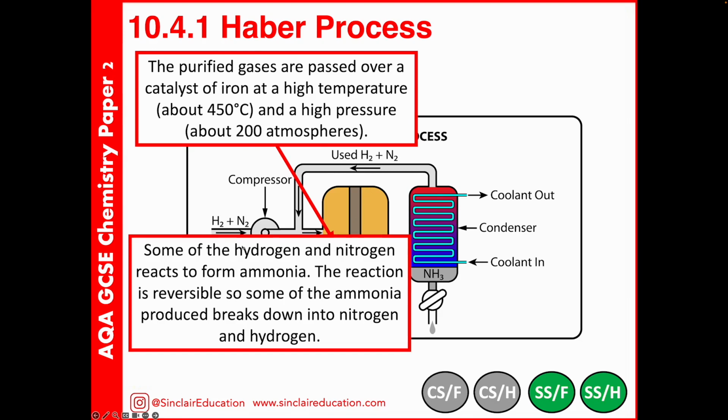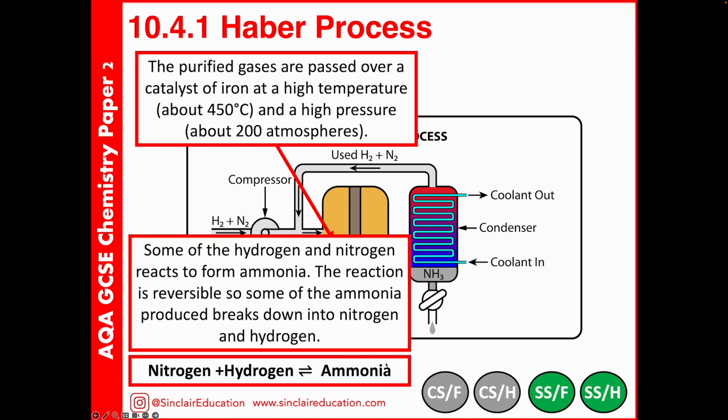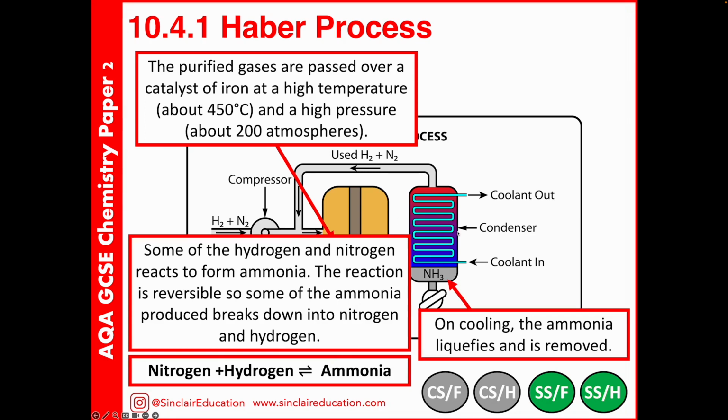What should then happen is that some of the hydrogen and nitrogen will react to form ammonia. But the reaction is reversible. So actually what can immediately start to happen is the ammonia then breaks back down into nitrogen and hydrogen. So we start to cool this and liquefy the ammonia and remove it. And that should slow its decomposition back down into nitrogen and hydrogen. Any of the unused gas is taken in and recycled and brought back round.